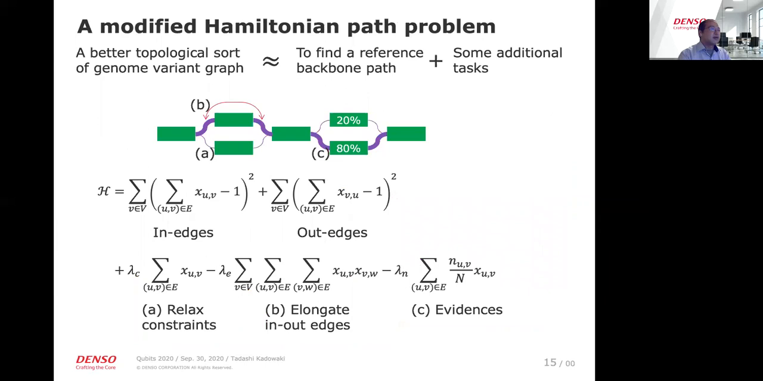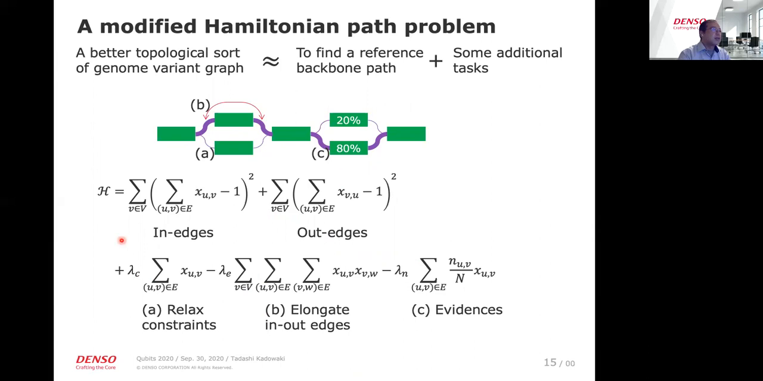In this slide, I will explain how we utilize Hamiltonian path problem. We assume that a better topological sort of the genome variant graph can be done by finding a reference backbone. This is a backbone. The reference backbone can be found by this cost function.